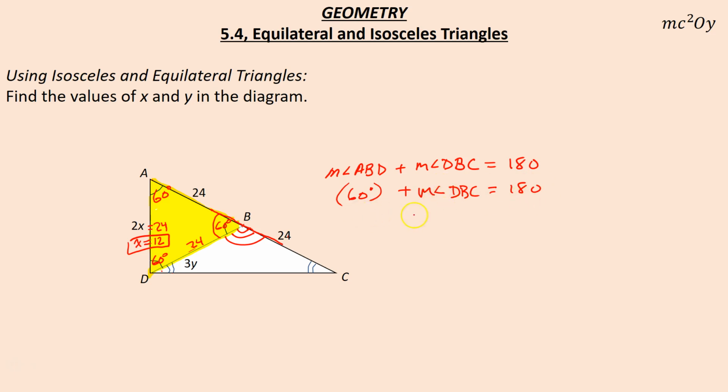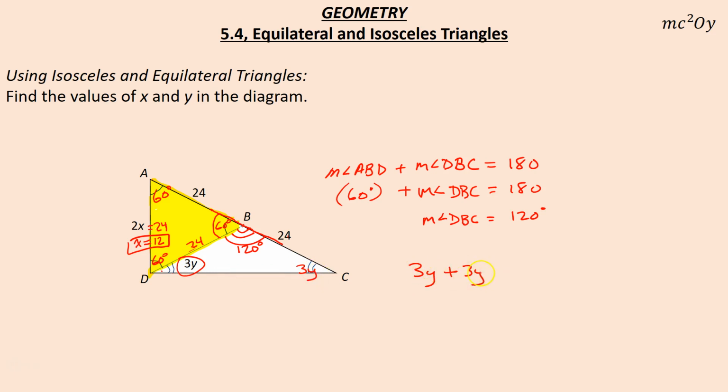Okay, and then I'll subtract 60, so I'll get the measure of angle DBC is equal to 120 degrees. All right, so this is 120 degrees. And I know that the white triangle here, BDC, is made up of 3y, and well, since this is 2 markings, this is also 2 markings, that's 3y.